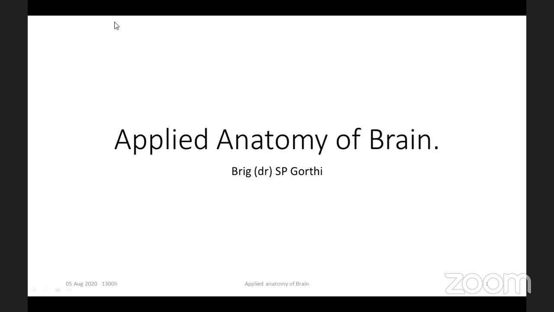So today's class will be on applied anatomy of the brain, and we're supposed to cover the spinal cord, but it will be a very huge task. So we'll split the class into two classes. This class will concentrate on the brain and the brainstem, along with some interactive cases.